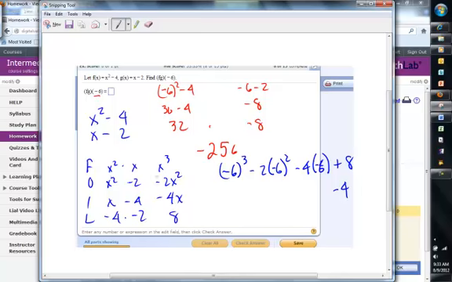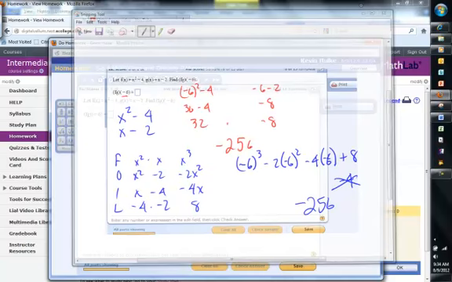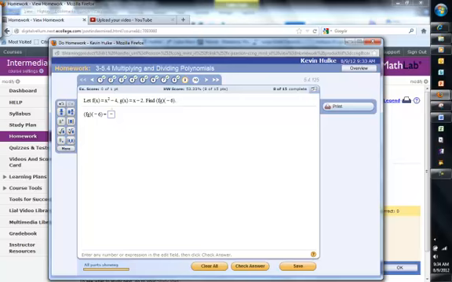x cubed minus 2x squared minus 4x plus 8. Let me go through my math again. Oh, I see. My first one I have squared. I should have had a cube there. Now it worked out. Yeah, negative 256. Okay, so our answer is negative 256.